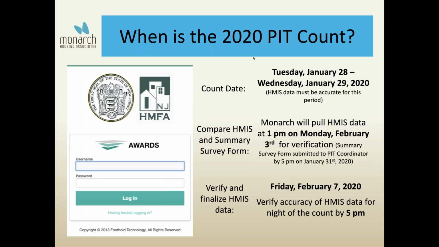Again, this is just giving you those count dates again. We will be pulling the HMIS data on Monday, February 3rd. So we ask that you verify and finalize. We'll be doing our first HMIS data pull on Monday, February 3rd. So be sure that everything is finalized and up to date by Friday, February 7th, so that when we do our final data pull, we can make sure that everything is accurate.